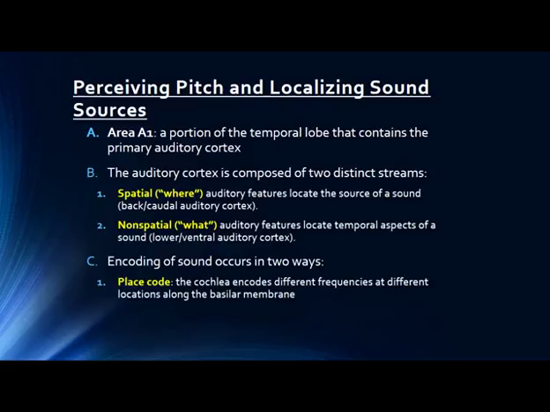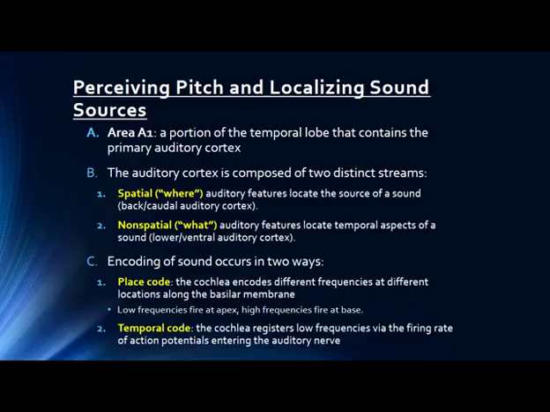Encoding of sound occurs in two different ways from the basilar membrane: place coding and temporal coding. Place coding occurs because the cochlea gets influenced at different locations along the basilar membrane depending on the pitch of a sound. This is where hair cells on the basilar membrane are displaced and fire, which results in the code for the pitch of a sound. So the perception of pitch is dependent on where along the basilar membrane that is occurring. Low frequency sounds tend to fire closer to the apex, higher frequency sounds closer to the base.